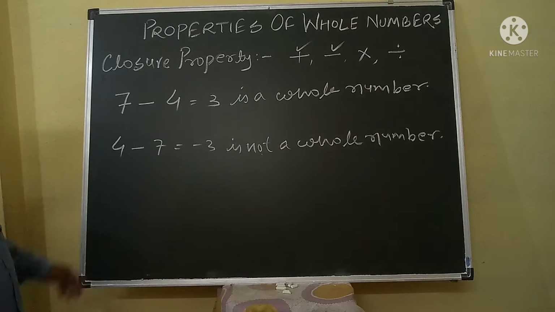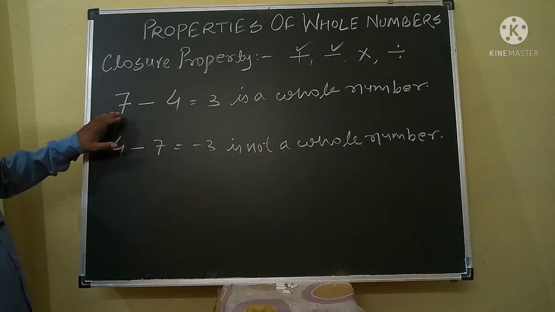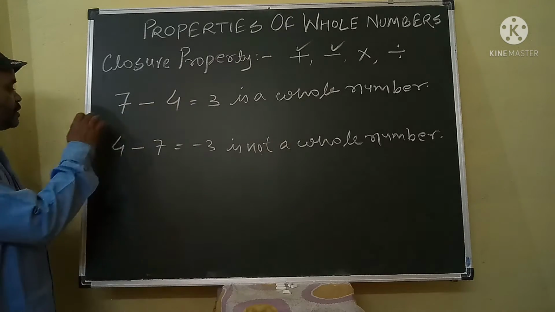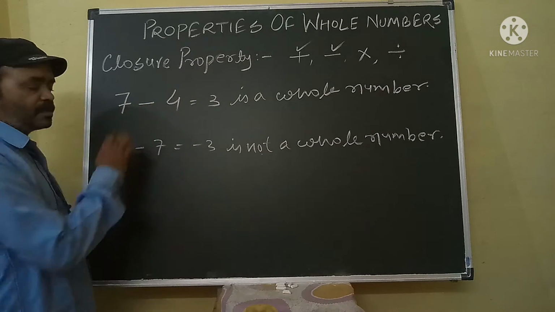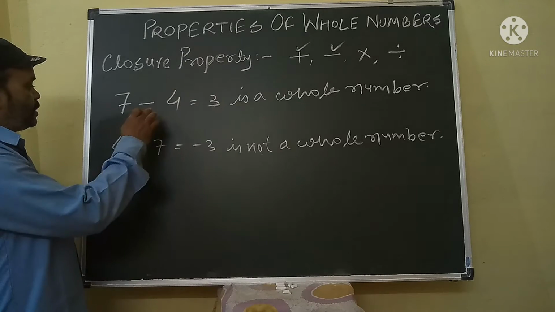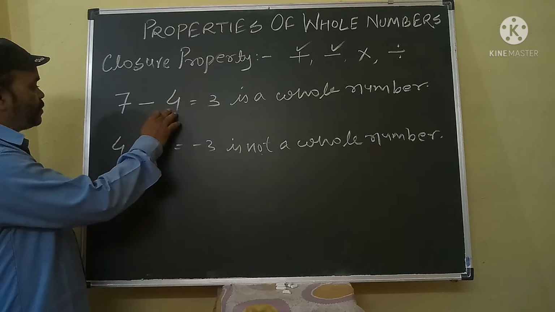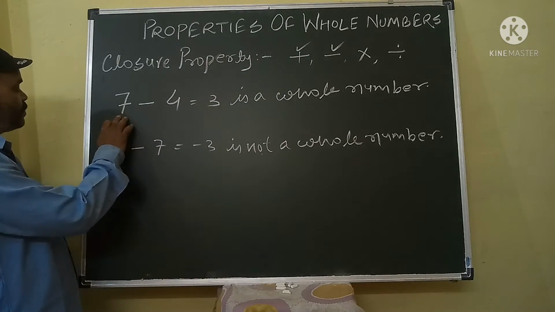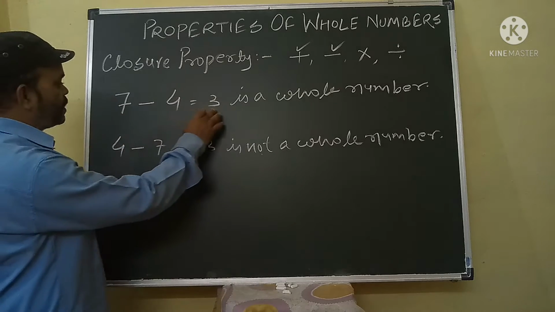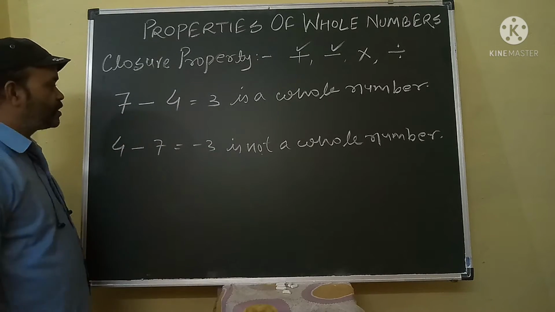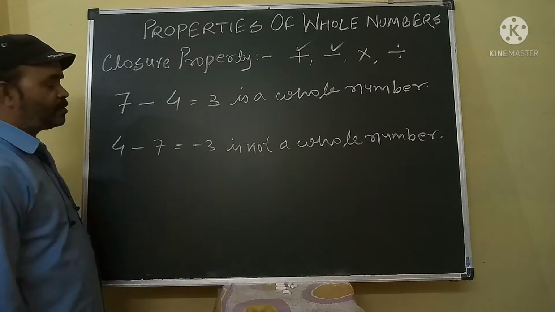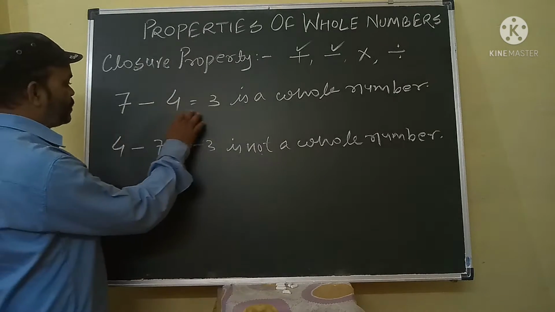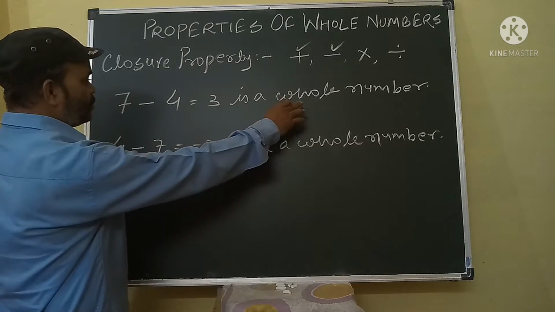Okay. In the first example, you are looking at 7 minus 4 is equal to 3. 7 is the bigger number, 4 is the smaller number. Here the smaller number is subtracted from the bigger number, and then you will get a positive number. You know very well, every whole number is positive except 0. So 3 is a whole number.